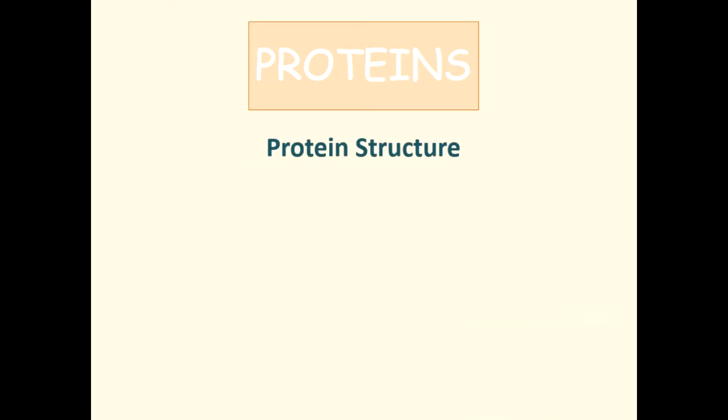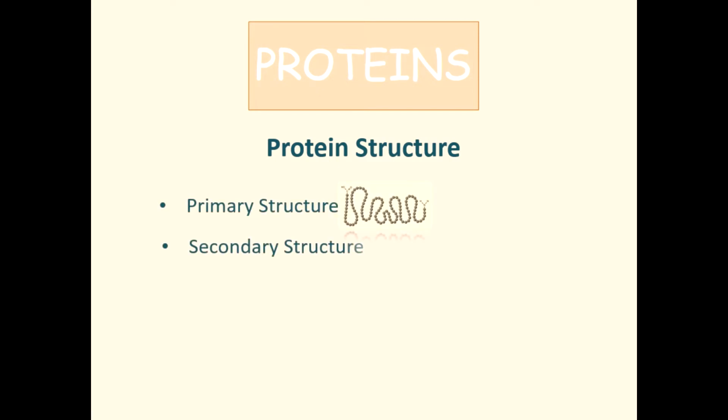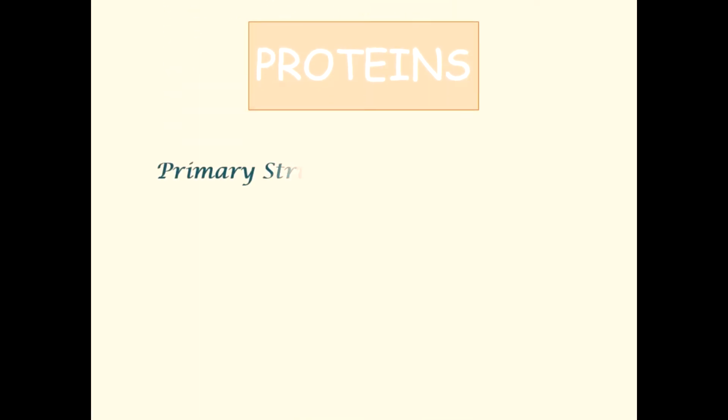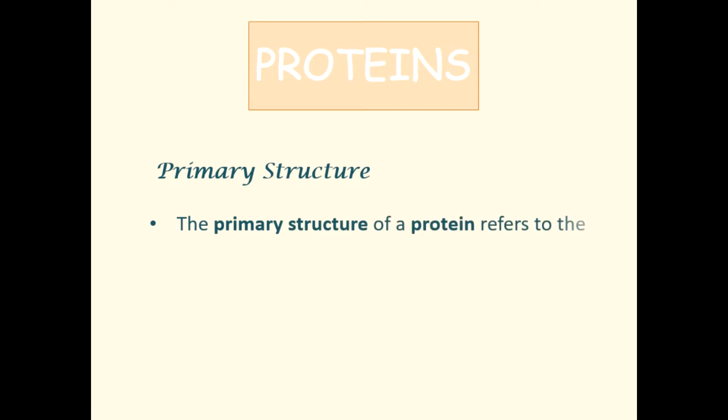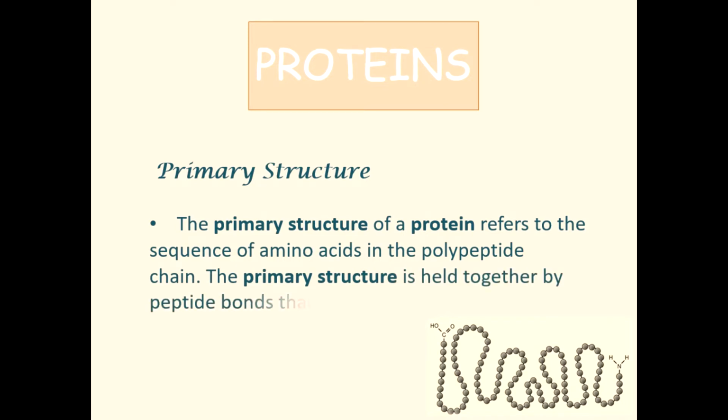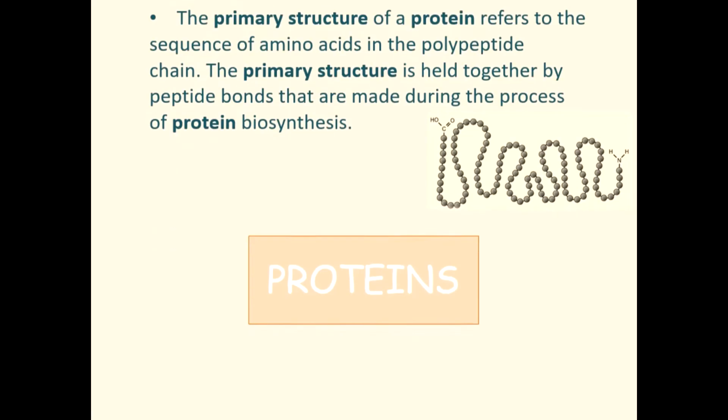There are 4 different kinds of protein structure: the primary structure, secondary structure, tertiary structure, and quaternary structure. Primary structure. The primary structure of a protein refers to the sequence of amino acids in the polypeptide chain. The primary structure is held together by peptide bonds that are made during the process of protein biosynthesis.